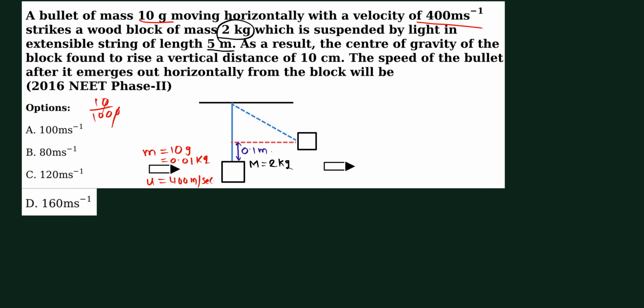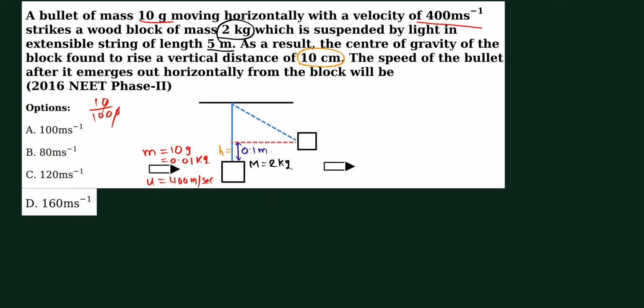Because of the bullet hitting, the block rises to a certain height. How much height is it raised? 0.1 meter, since 10 centimeter means 0.1 meter. Because of this hitting, the block rises up to 0.1 meter.